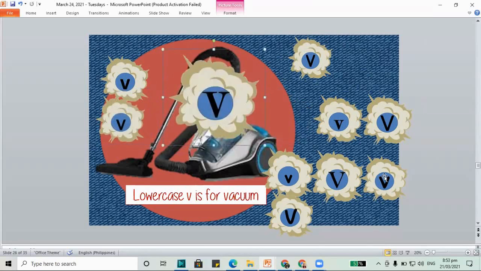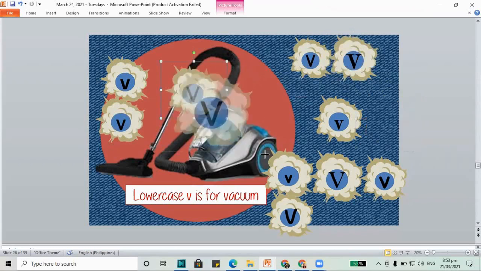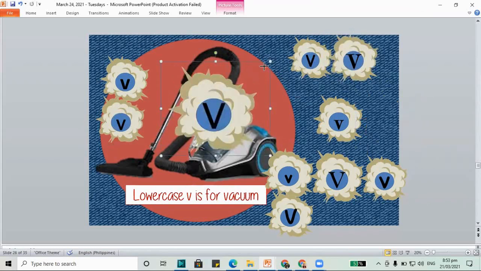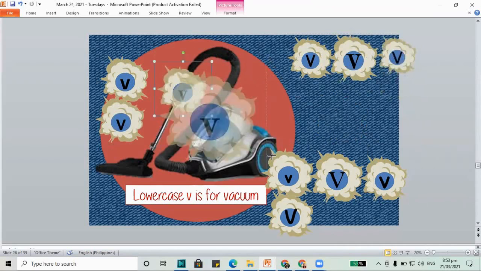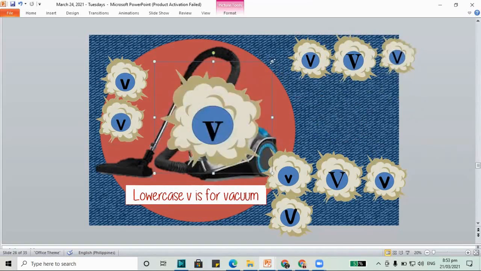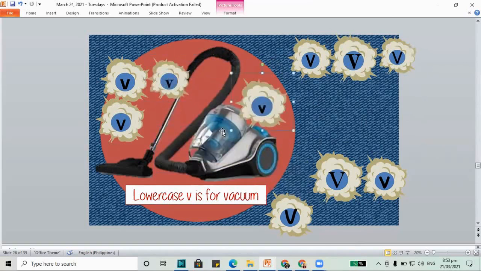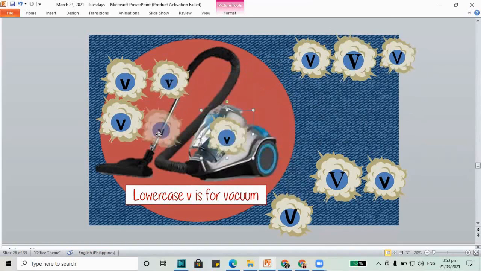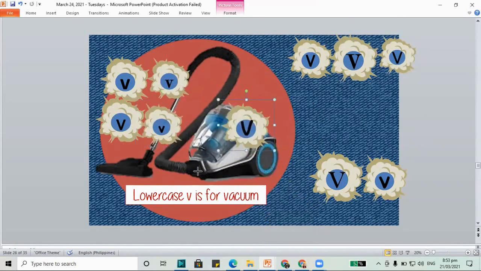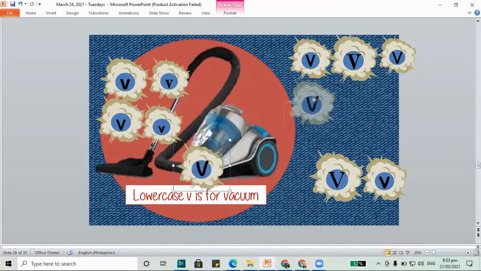This one, is this capital or lowercase? That is capital V. How about this one? Is this capital? This is also capital. Let's put it back. How about this one? Is this lowercase v? Yes, let's put it in the vacuum in here. How about this one? Does it show lowercase v? Yes, this is lowercase v. This one, is this capital or lowercase? This one is capital. Let's put it back.